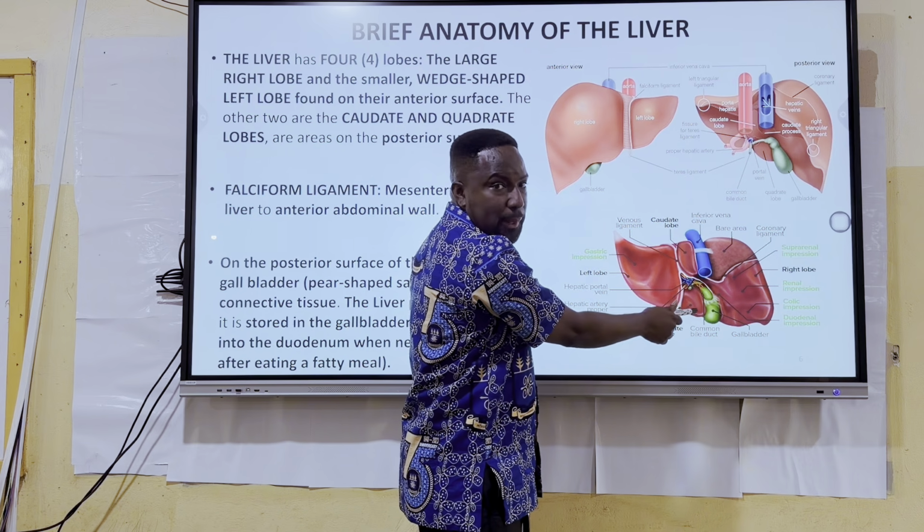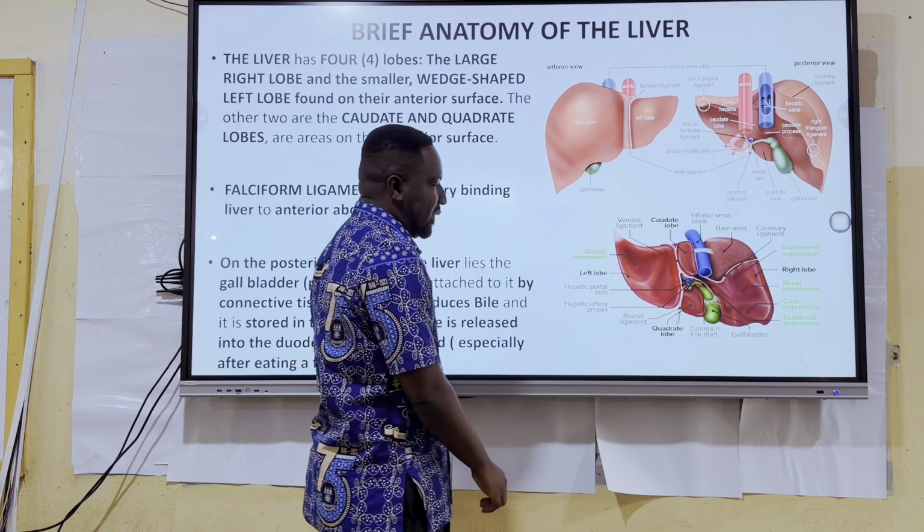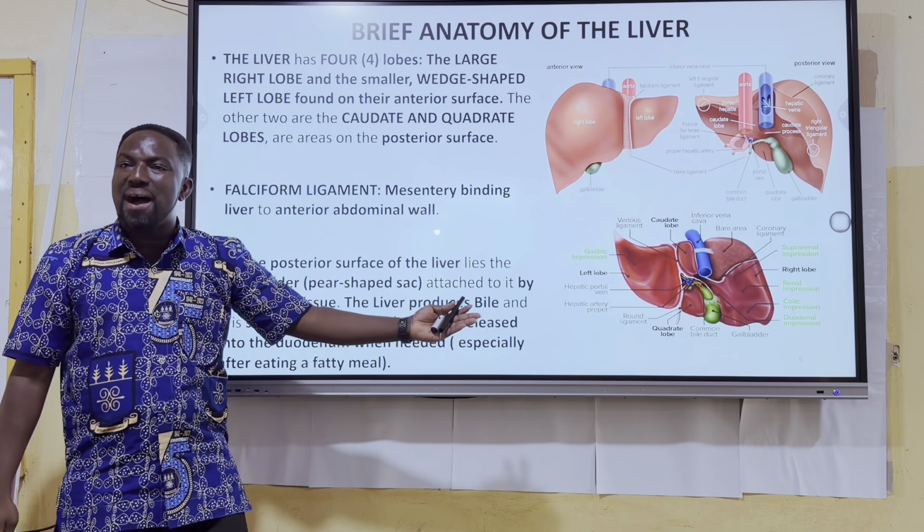Can you all see the gallbladder? Yes. And so the gallbladder can also be found at the posterior surface of the liver. Now, what is the function of the gallbladder? It stores bile.